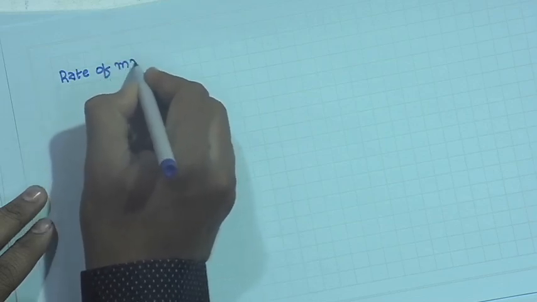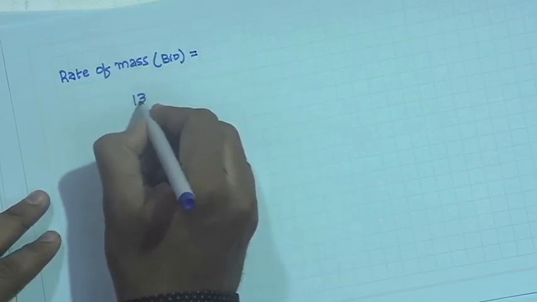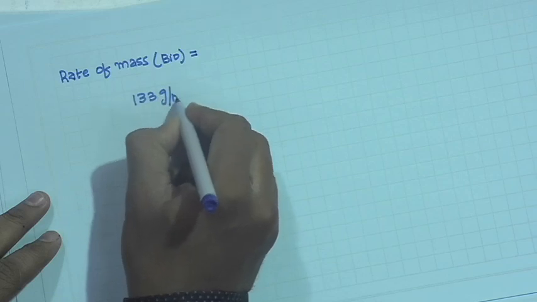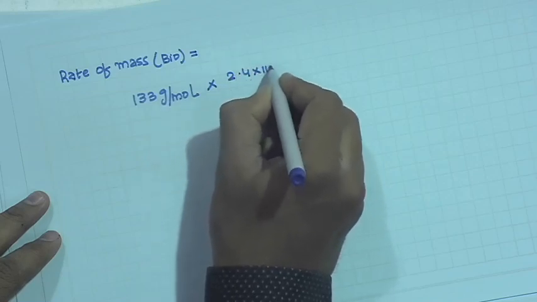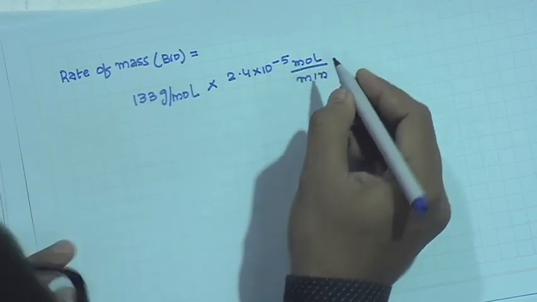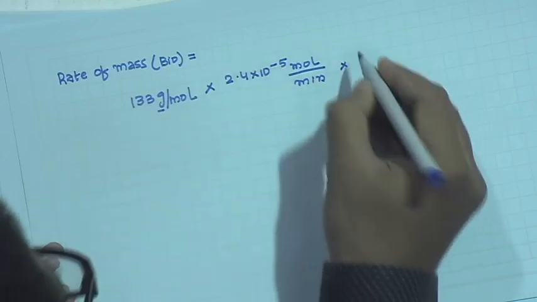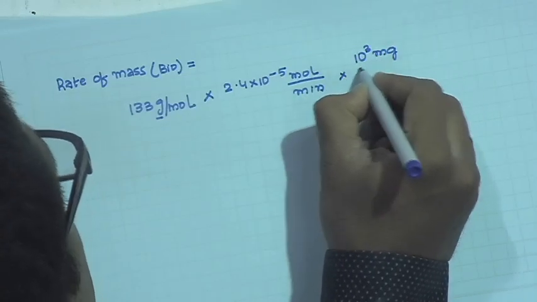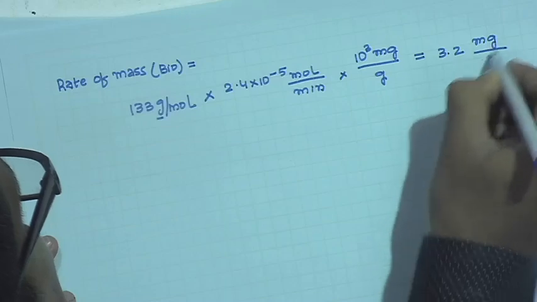Now from this, we will be calculating the rate of mass due to biodegradability. The molecular weight obtained is 133 gram per mole, multiplied by 2.4 into 10 to the power of minus 5 mole per minute, which is the rate of biodegradability in mole per minute. Since it is in gram, we will be converting it into milligram. It is 10 power 3 milligram equal to gram, which will be equal to 3.2 milligram per minute.